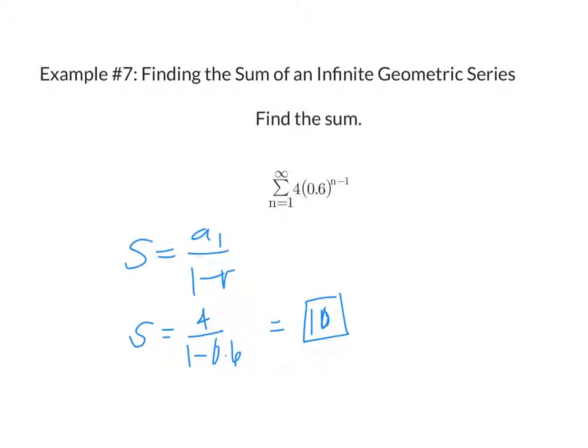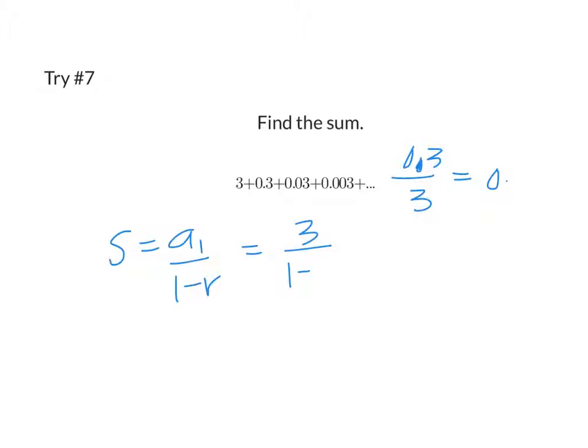All right, let's look at our try. Following the formula, you would have S equals A sub 1 over 1 minus R. A sub 1 is 3. For our ratio, I need to remember, we take a subsequent number and divide it by the previous. So, for example, we would have 0.3 divided by 3. That's going to give us 0.1 as an answer.